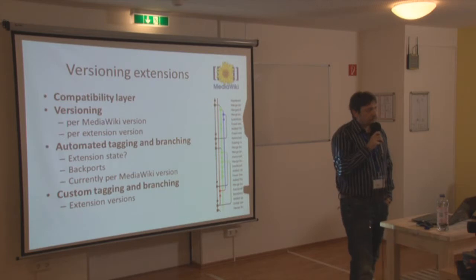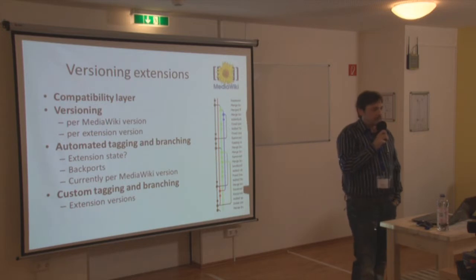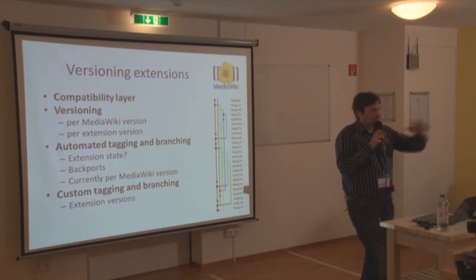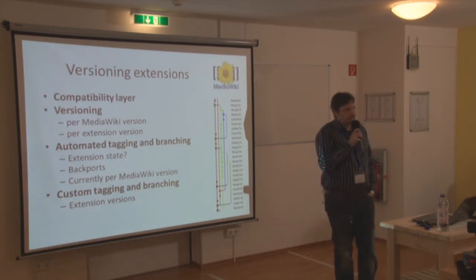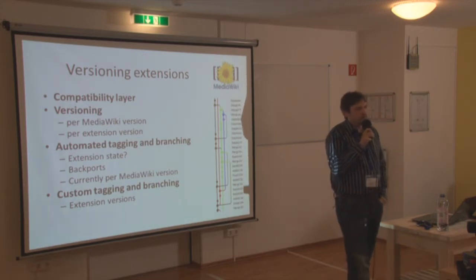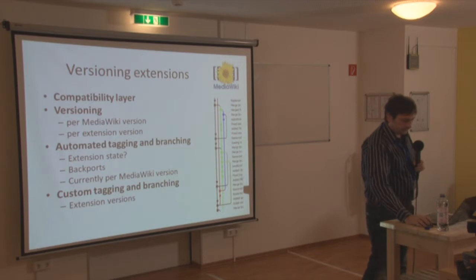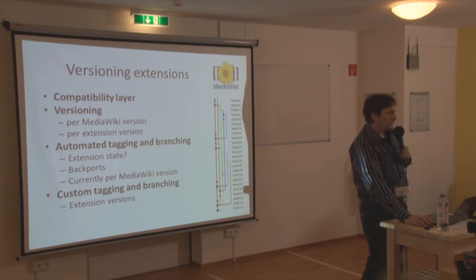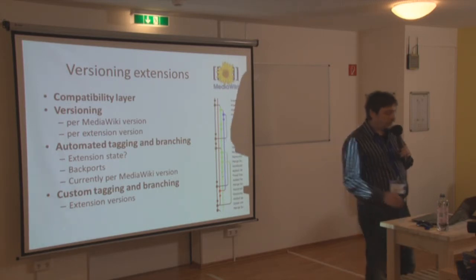As I said, of course, as extension developers, you can also do custom tagging and branching. And we're trying to figure out a good way to combine this. One track of ideas I have is that we do automated branching, but we prefer your custom branches or tags over the automated branches and tags when it comes to extension downloading. So that's where we are actually looking for best practices also, and I'm always open for your input.